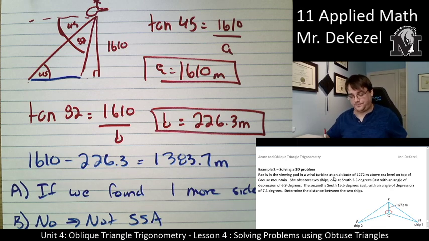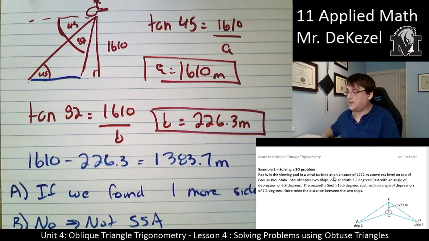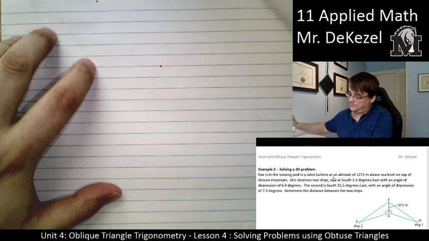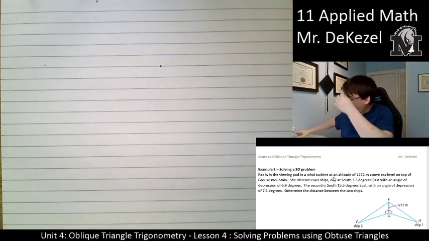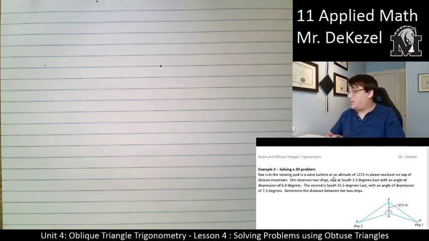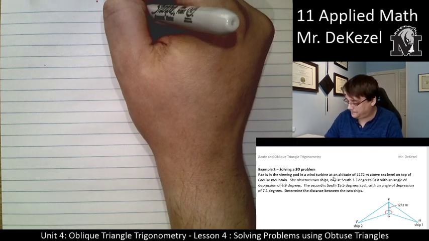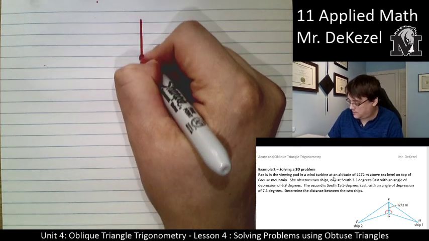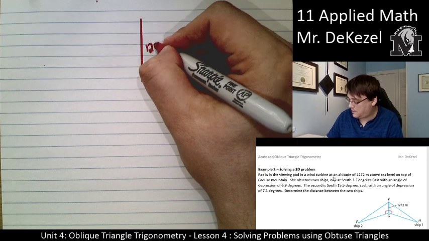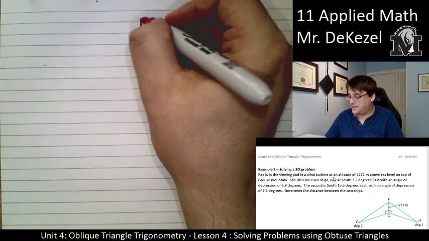Example 2. This one is a little bit tricky. So, Ray is in the viewing pod in a wind turbine at an altitude of 1,272 meters. So, I'm going to draw this picture. This is Ray at that altitude. Ray is up at the top.